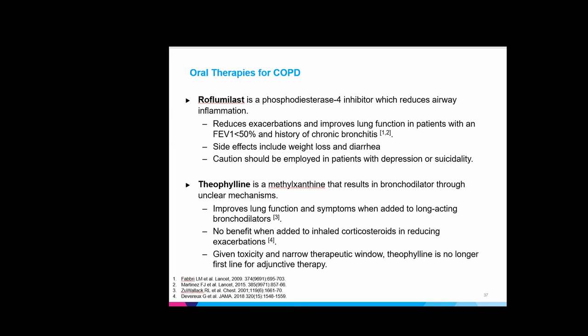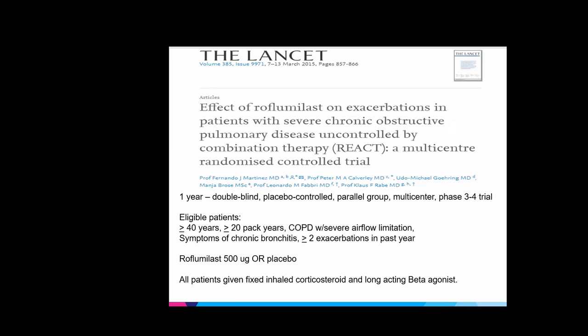Roflumilast is a phosphodiesterase inhibitor. Let's go to the next slide. This is a study called the REACT study. It's from the Lancet. It was a double-blind study over 1 year. Eligible patients were older, with greater than 20 pack years. They had severe airway limitation, and they had greater than 2 exacerbations a year. Patients were randomized to roflumilast or placebo, and they were continuing their maintenance therapy, which was inhaled corticosteroids and LABAs. And what were the outcomes? Next slide.